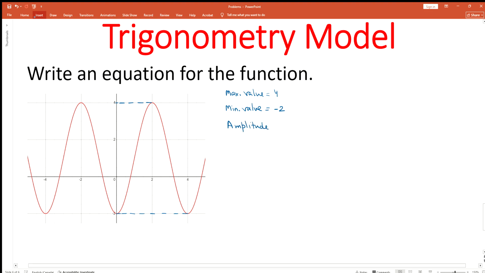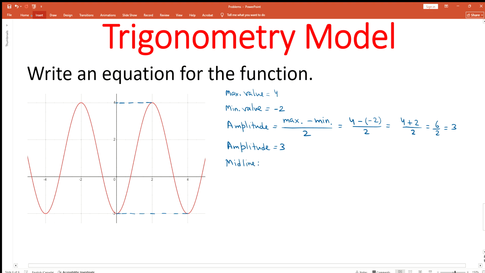The formula for amplitude is maximum value minus the minimum value divided by 2. Four minus -2 is equivalent to 4 plus 2. The amplitude of this graph is 3. Next, we can find the vertical translation or midline of this graph.